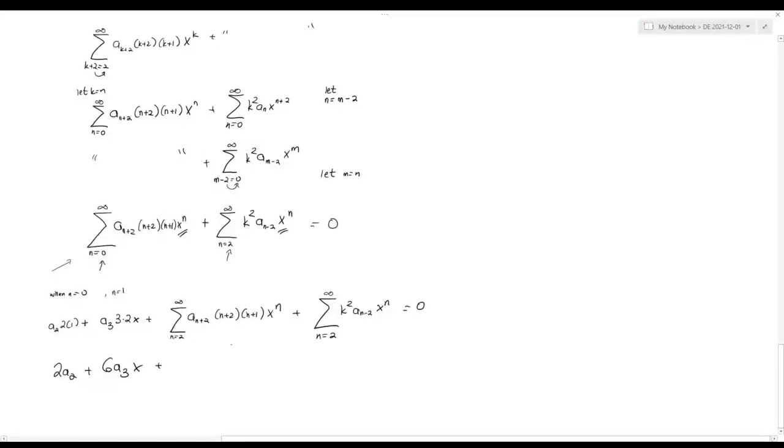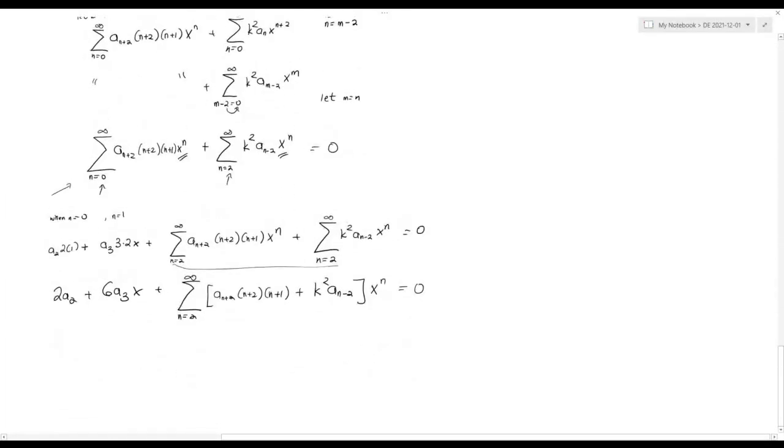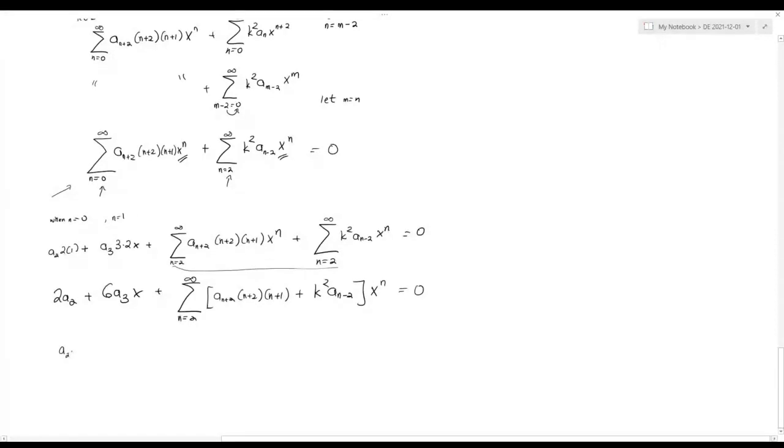But now we can combine these two into a single series. Beautiful. So now, for our series here to be equal to 0 for all x's, all the coefficients have to be 0. So in particular, a2 has to be 0, and a3 has to be 0.